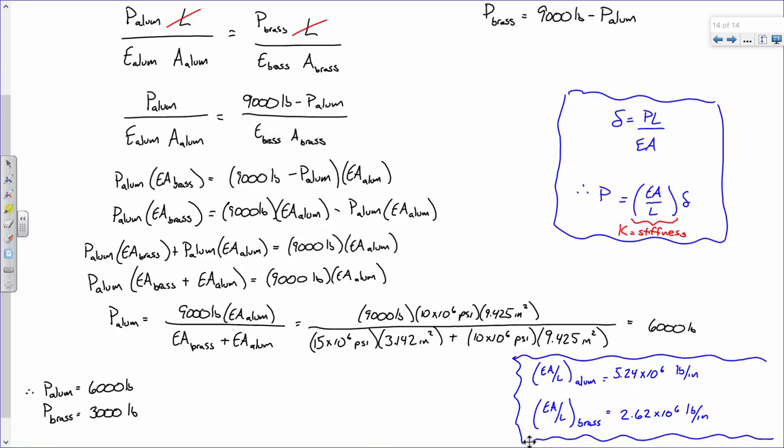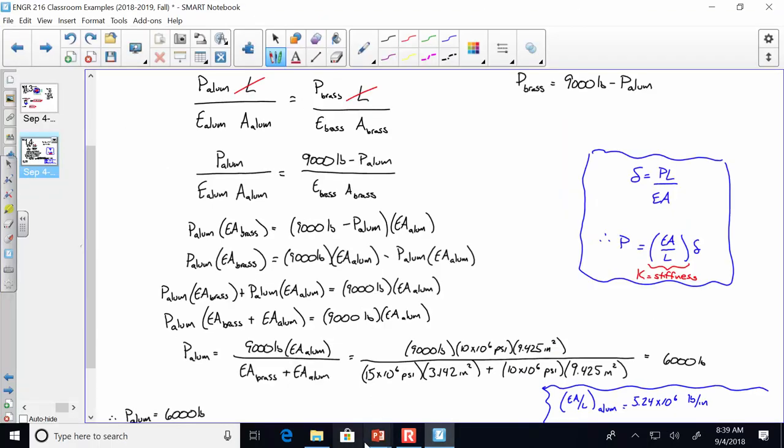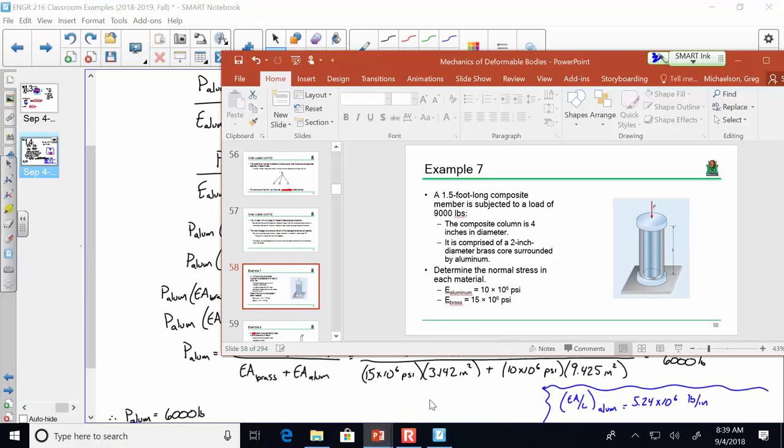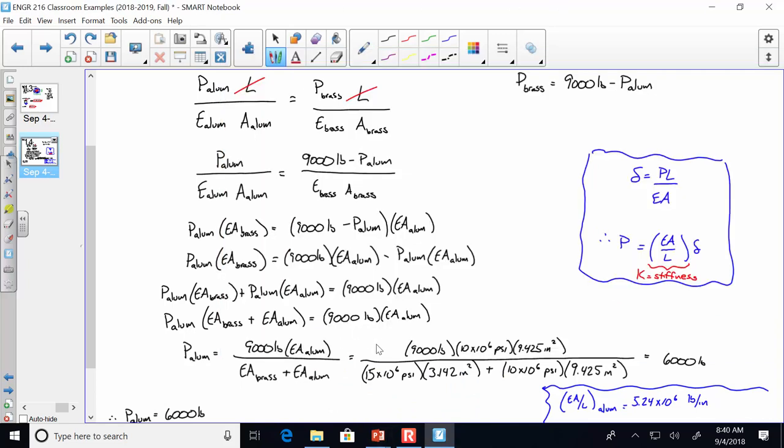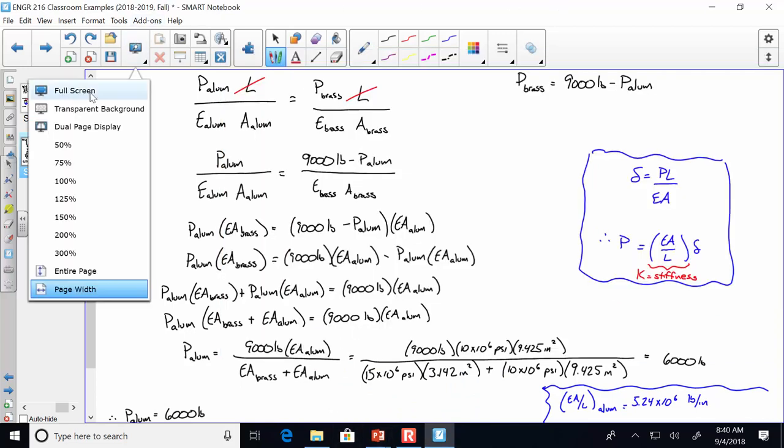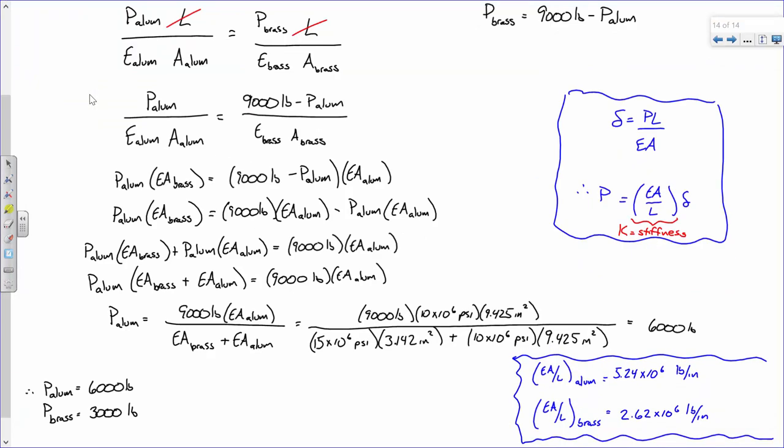If you're looking at stiffness and you see that one stiffness is larger than the other, you should get larger force in that member, okay? Now, that's not what this problem was asking for. What was the problem asking for? Let's go back to what it asked for. It asked for the normal stress in each member. The 6,000 pounds and the 3,000 pounds, those are forces. So how do we get stresses?